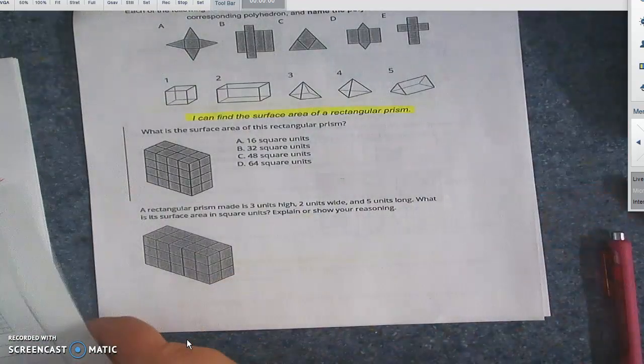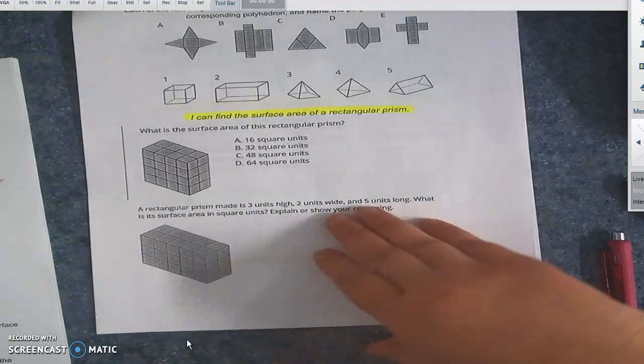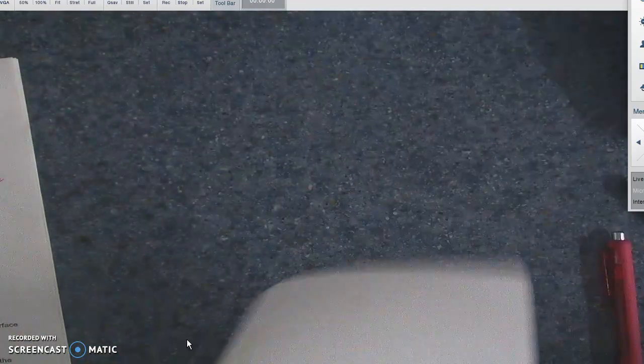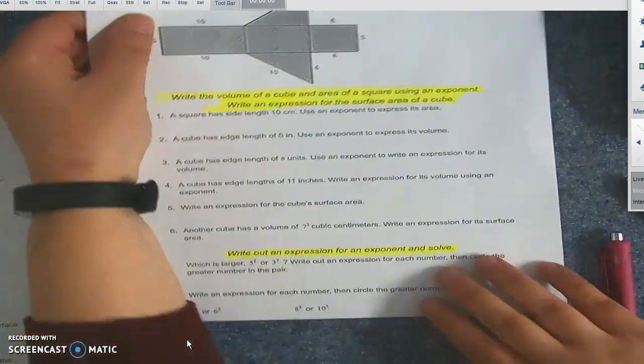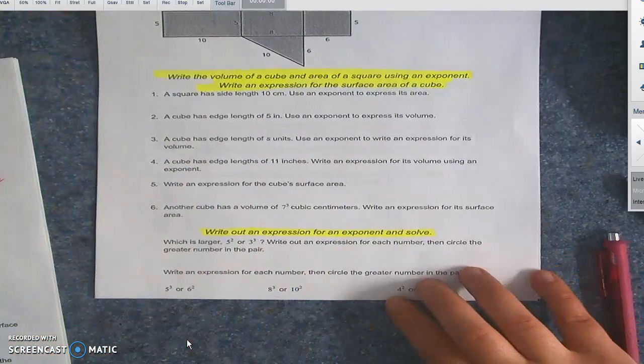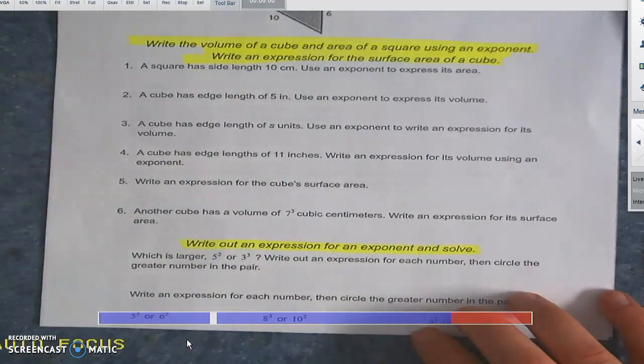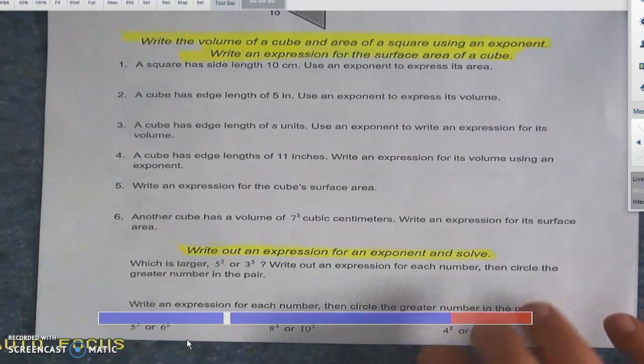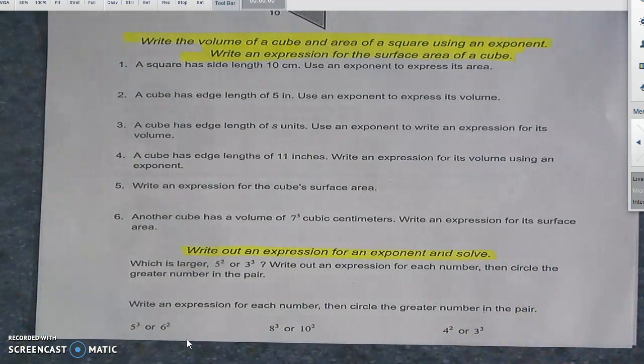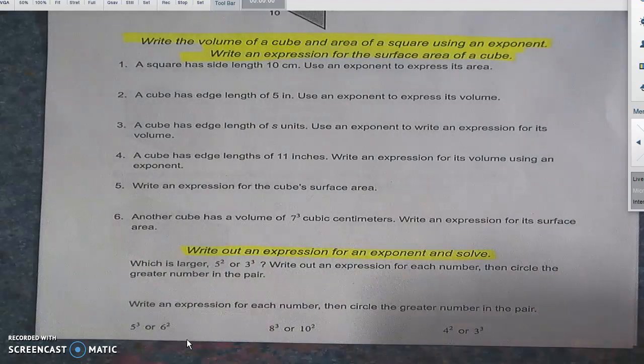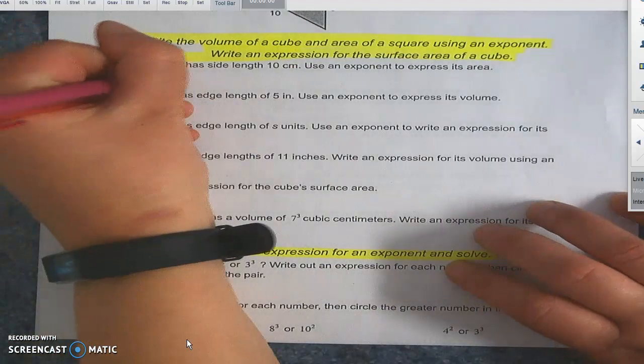Okay, so with the review packet, I'm actually going to start on the back page, because this was the part that the most people struggled with. The learning goal here was write the volume of a cube and area of a square using an exponent. Write an expression for the surface area of a cube. The first one says a square has a side length of 10 centimeters. Use an exponent to express its area.